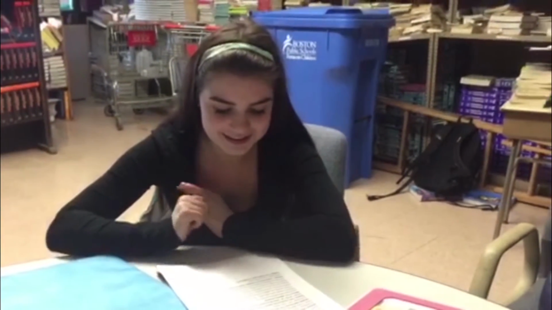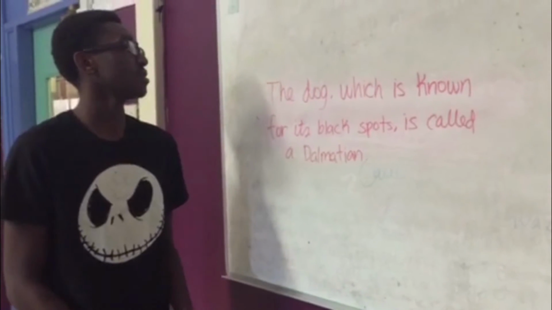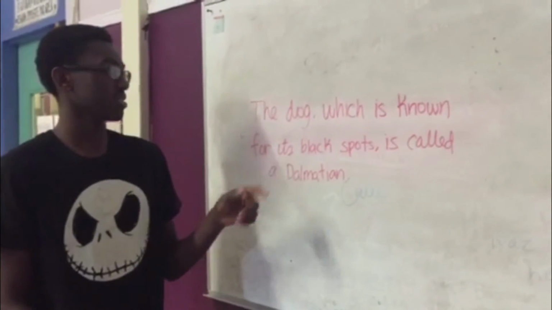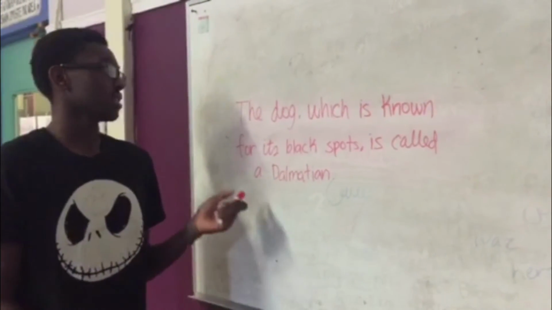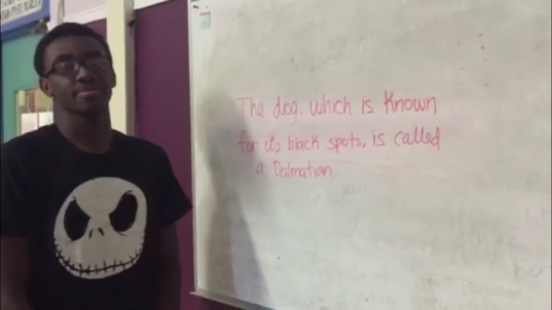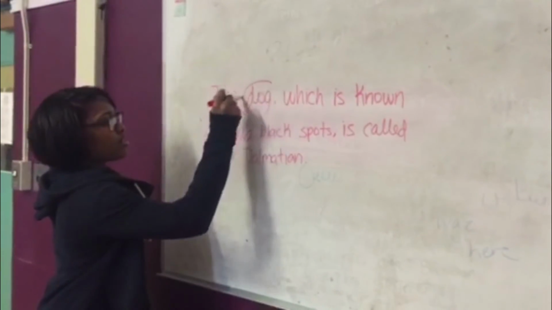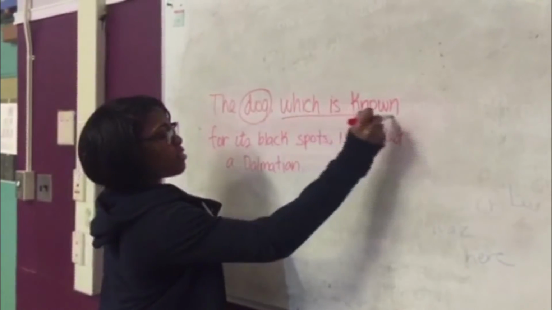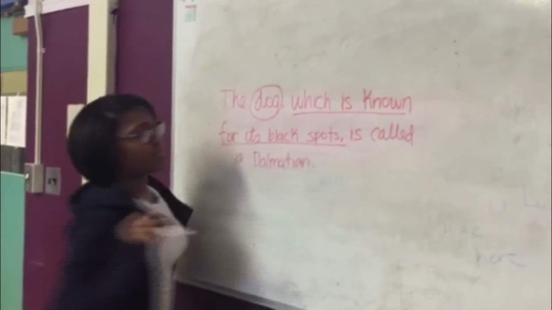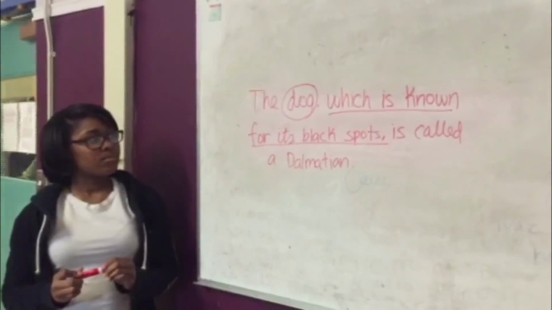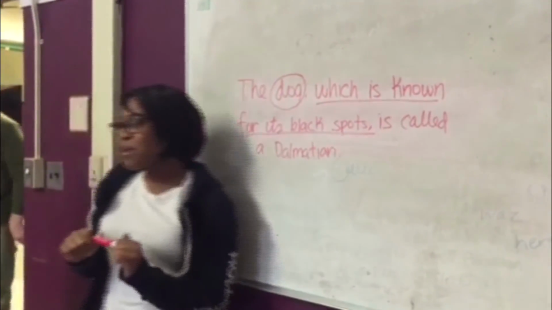Okay, now let's try a sentence to test your knowledge. How about the dog which is known for its black spots is called a Dalmatian? Underline the adjective clause and circle the subject. Yep, you got it right. Thanks for helping me, guys.